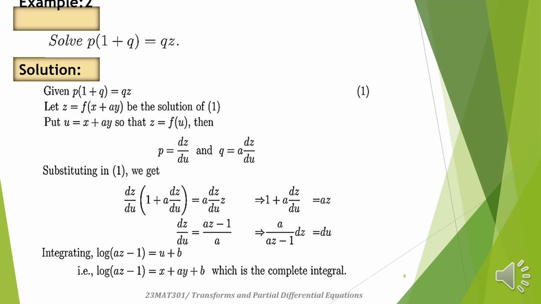On integrating a by az minus 1 into dz, you will get log of az minus 1 is equal to, on du you will get u plus b. b is nothing but the constant here. Now I have to substitute the value for u. u is nothing but x plus ay, so log of az minus 1 is equal to x plus ay plus b, which is your complete integral.